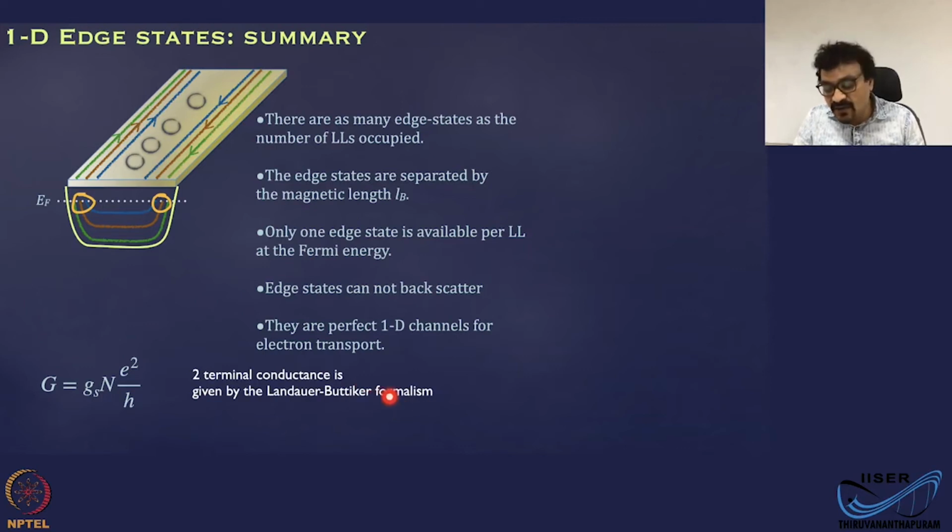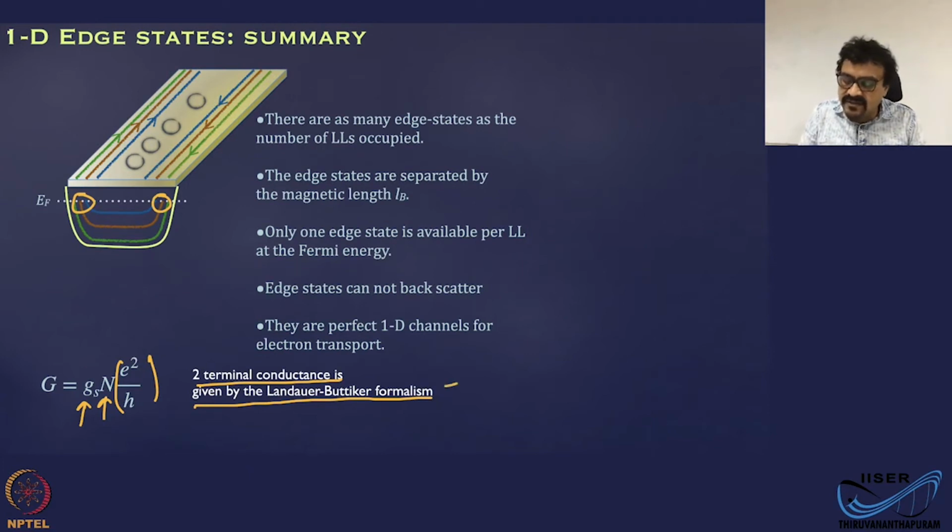That discussion we will not do now. We will do that later in the next classes, in great detail. But at this point, you will have to take my word that the two-terminal conductance given by the Landauer-Büttiker formalism is e squared by h times the number of channels available, times the spin degeneracy, or whatever degeneracy you have in the system. Okay, so this is for reflectionless transport.